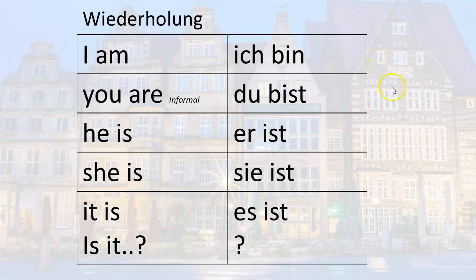Ich bin, you are, du bist, he is, er ist, she is, sie ist, it is, es ist. And now we're going to learn how to ask the question, is it? If you haven't seen these lessons yet, you can go back and find them all on our channel homepage.